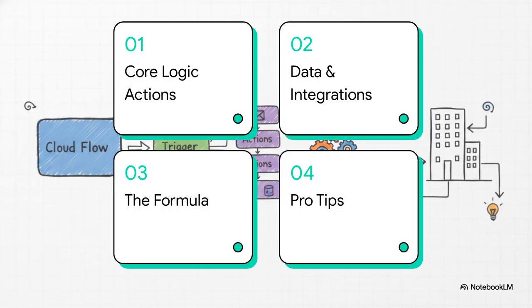To make sense of the overwhelming universe of software actions, we've cleanly organized our master blueprint into 4 logical buckets. 1. Core logic actions. 2. Data and integrations. 3. The Power Automate formula. And 4. Pro tips for success.